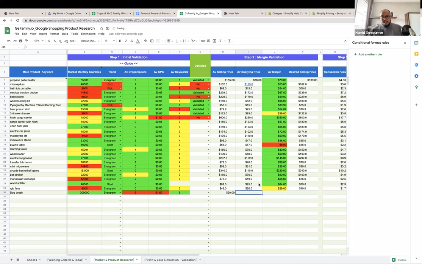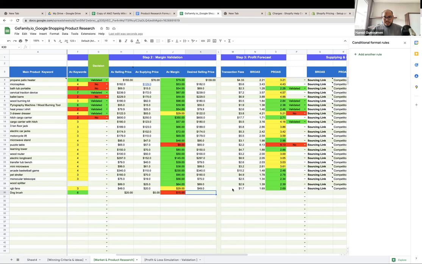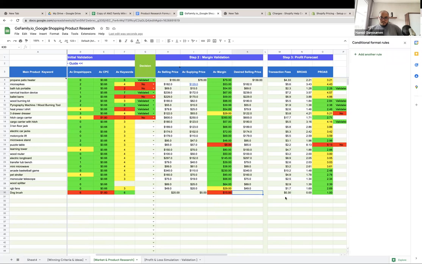Then the average supplying price, for example in this product, let's say $5. The average supplying price is with shipping, including the shipping. So in that case, we put it like this. Automatically the margin will be calculated. So here I entered the desired selling price. For example, I want to sell these products for $19.